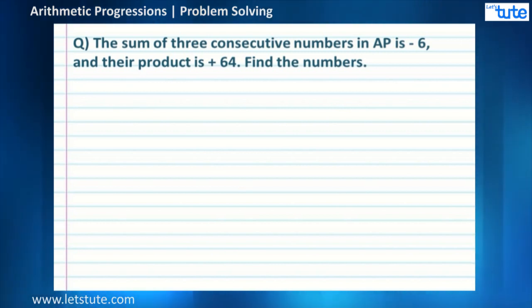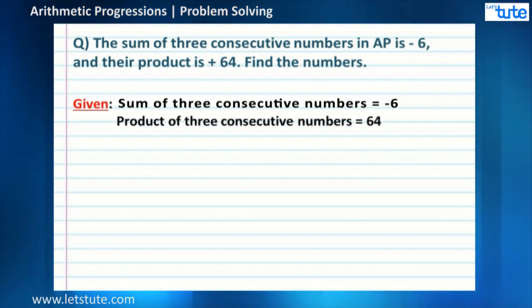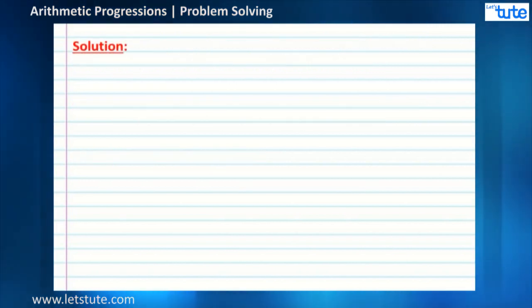Find the numbers. In this question, we have been given the sum of three consecutive numbers which is -6. And we also have been given the product of three consecutive numbers which is 64. We need to find out the three consecutive numbers. Let us take a look at the solution.